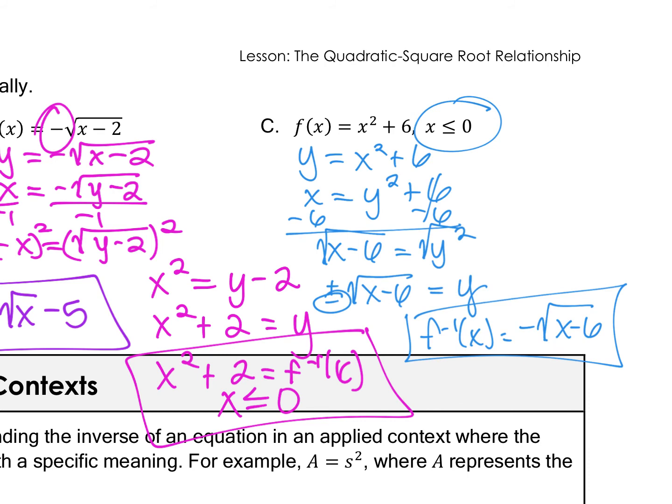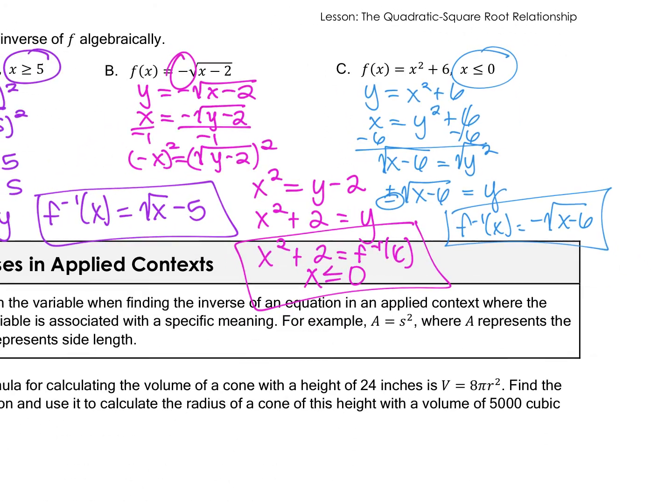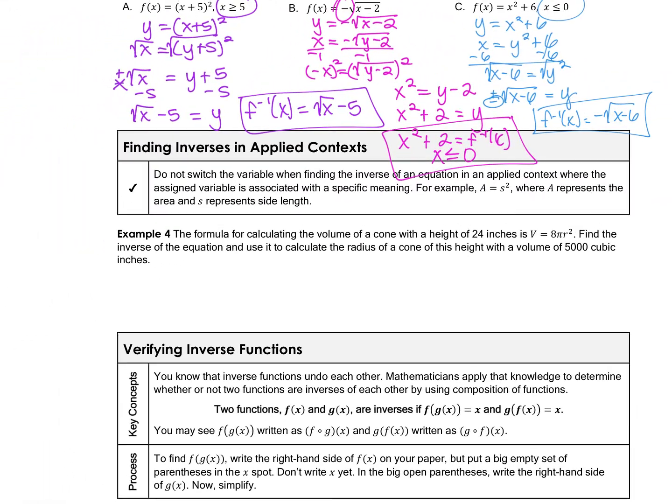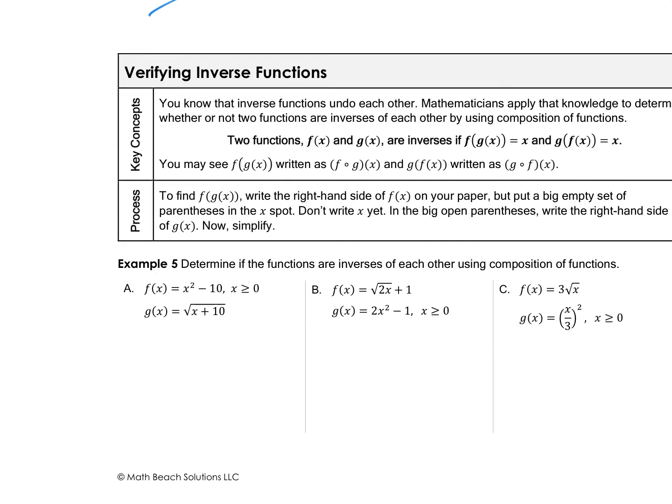So if you have a domain restriction, you're starting with a quadratic, you will have to look at your square root closely to determine if it's going to be the positive square root or the negative square root to only get your half of your parabola. All right, we're not doing number 4. The last part, we're verifying if they're inverses using composite functions.